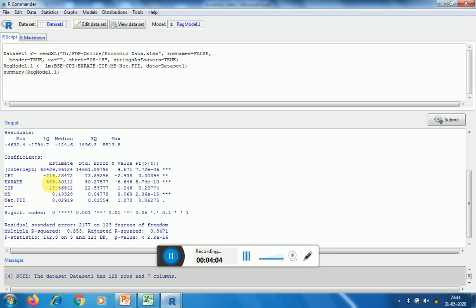Now how do we interpret these coefficients? If CPI increases by 1 unit, then BSE Sensex will fall by 216.23472. So this is how we interpret all the other variables. When inflation is high, Sensex will fall. When the exchange rate increases, that is, there is a devaluation or depreciation in the currency, then again your BSE Sensex is likely to fall. That means the signs are also going with the relationship.